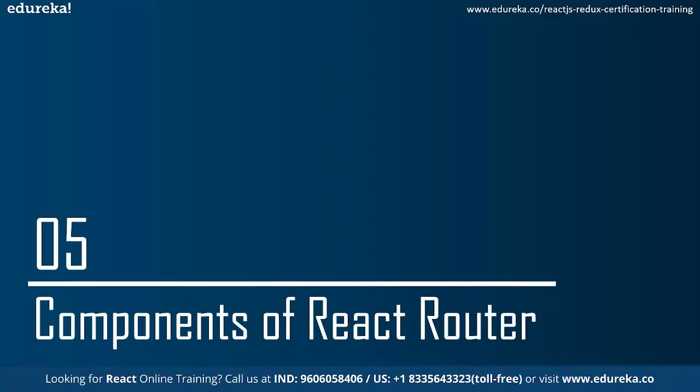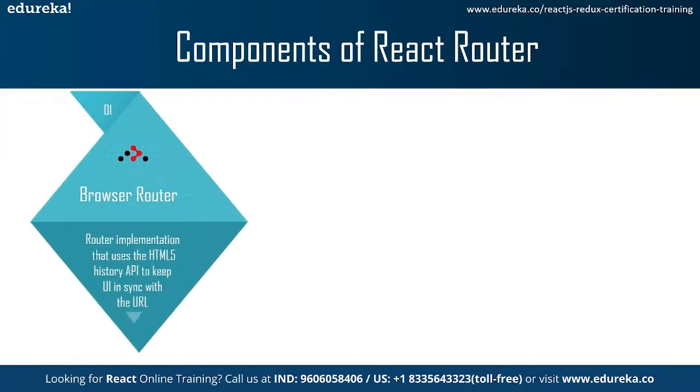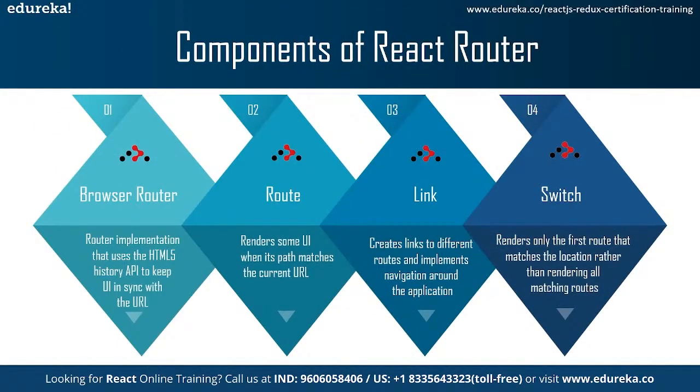Now let's discuss the components of React Router. There are 4 major components of React Router, which are frequently used whenever we are working with React Router. The first one is BrowserRouter, then we have Route, then Link, and then Switch. BrowserRouter is a router implementation that uses the HTML5 history API, which includes pushState, replaceState, and the popstate event, to keep our UI in sync with the URL. It is the parent component that is used to store all of the other components.